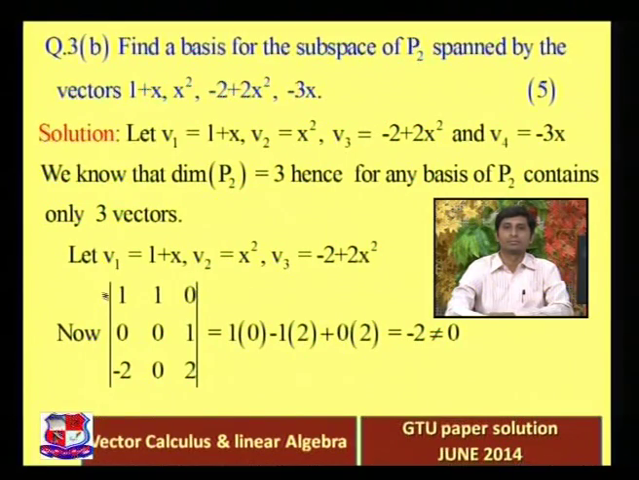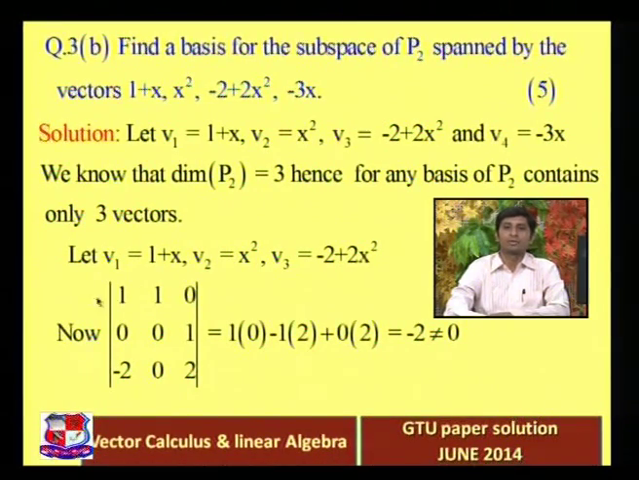So here we want to prove that these 3 polynomials are basis vectors, and for that we want to check the determinant of these 3 polynomials. If this determinant is not equal to 0, then these 3 polynomials are linearly independent, and if the determinant is equal to 0, these 3 polynomials are linearly dependent. So let's see.